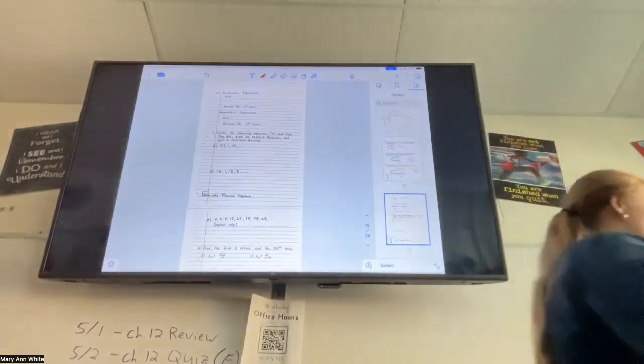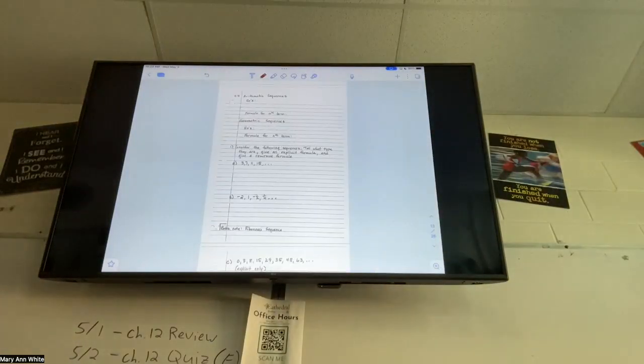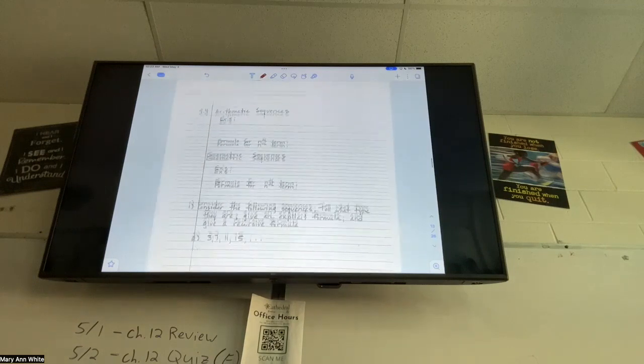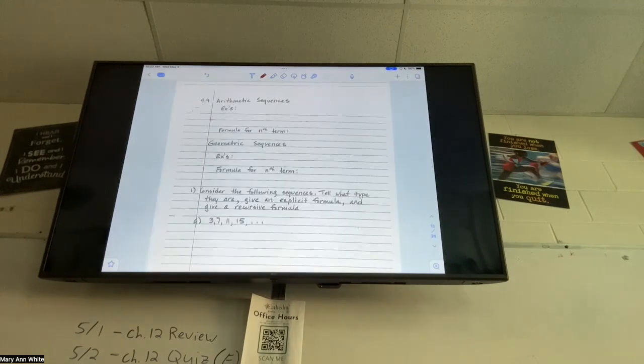Right, we're going. Okay, so we are starting 9.4. We are looking at sequences. Is that something you guys have talked about before? Sequences, does that mean anything for you? Yes, no, maybe, no, okay, great.